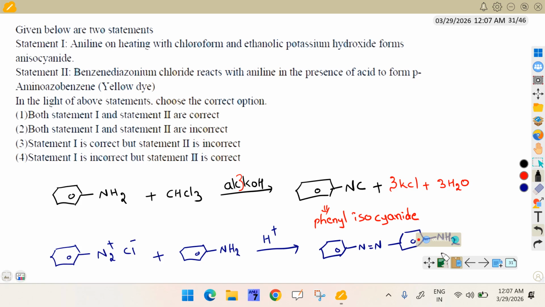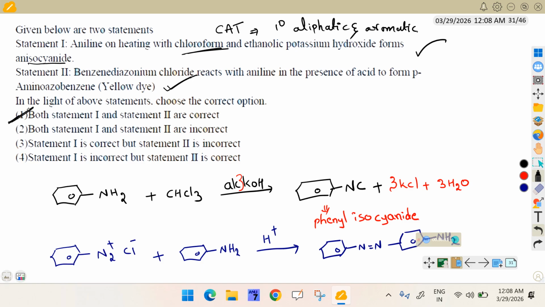Aniline on heating with chloroform and ethanolic potassium hydroxide forms an isocyanide. Yes, the reaction with chloroform is the carbylamine test. Both primary aliphatic and aromatic amines give a positive test. So statement 1 is correct. Benzene diazonium chloride reacts with aniline in the presence of acid to form para-aminoazobenzene, a yellow color dye. Statement 1 and statement 2, both are correct.